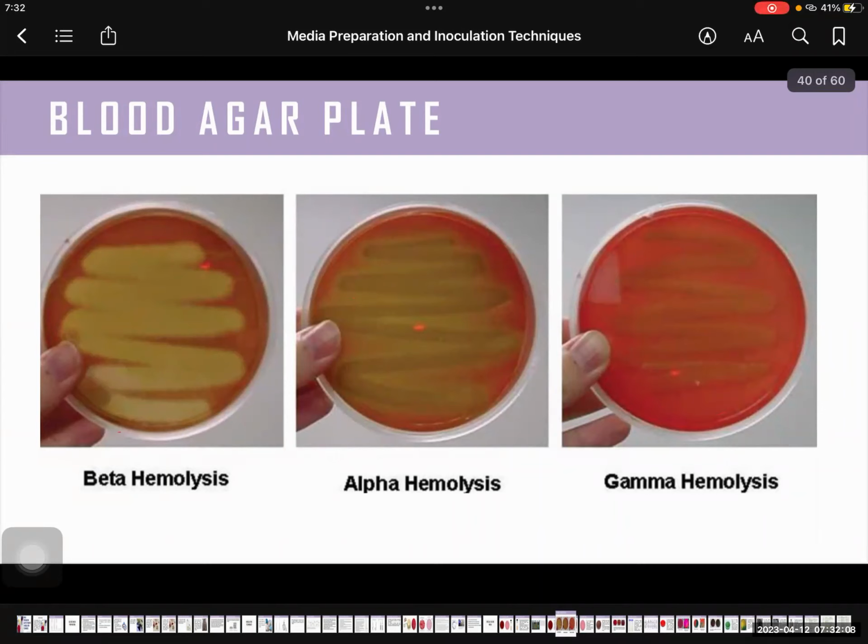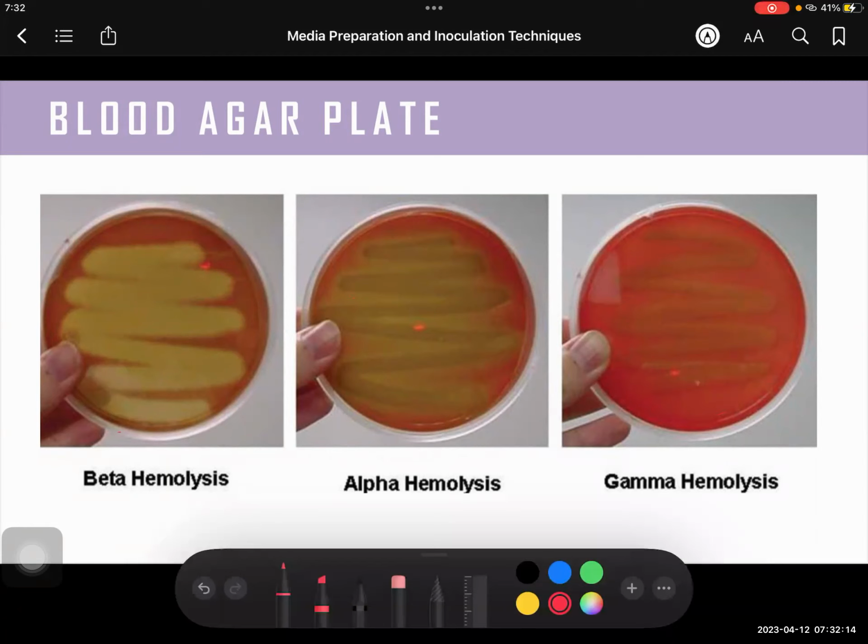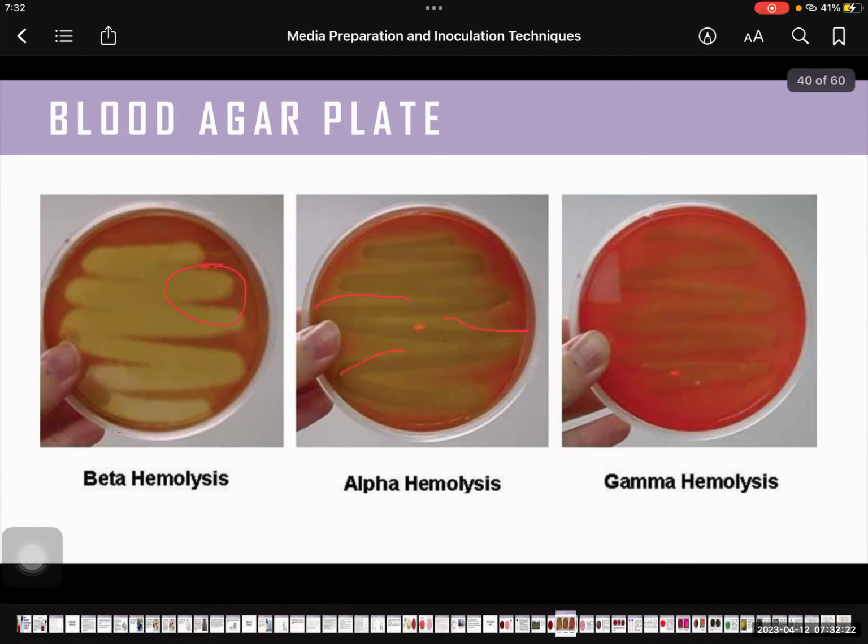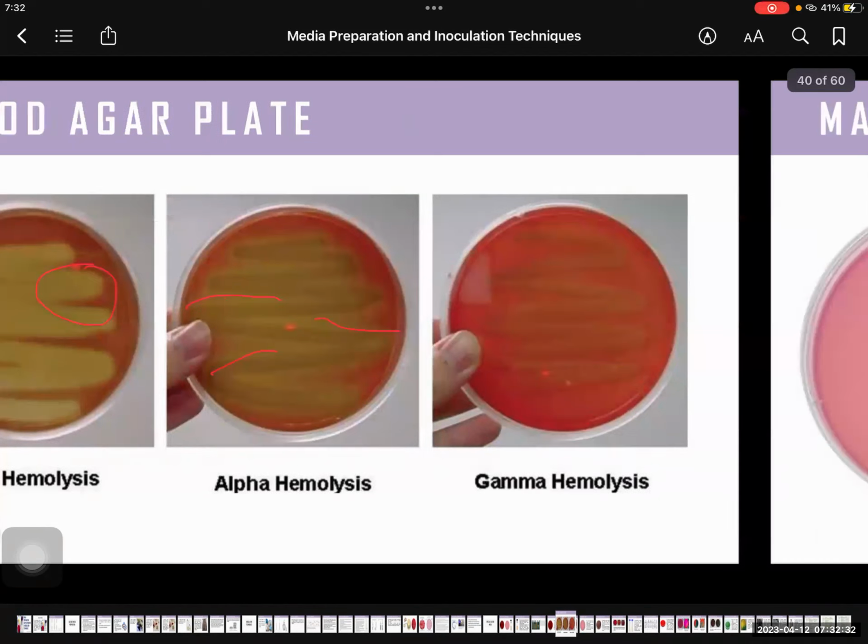And lastly, gamma, wala kang ma-observe na clearing at all. So no hemolysis, we refer to that as gamma hemolysis. So yung mga signs na pattern, yun yung tinatawag nating hemolysis. So we can have further clues as to what is the identity of the organism using sheep blood agar by identifying their hemolytic pattern.